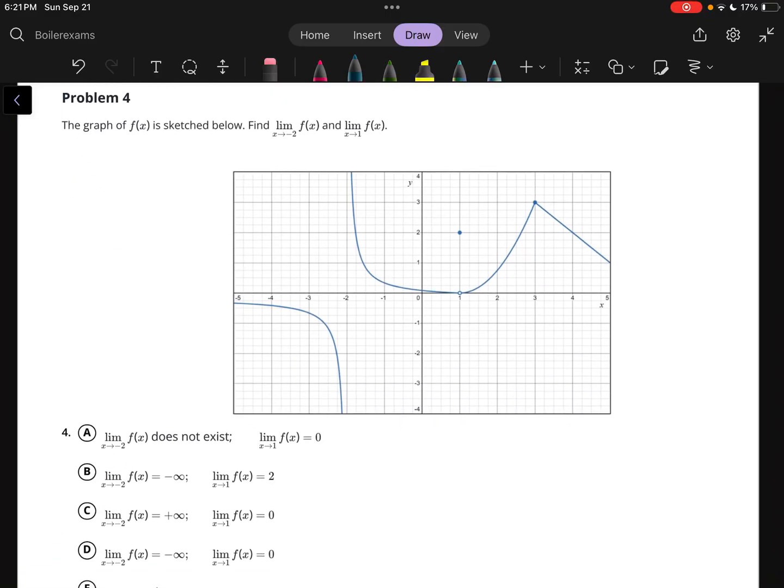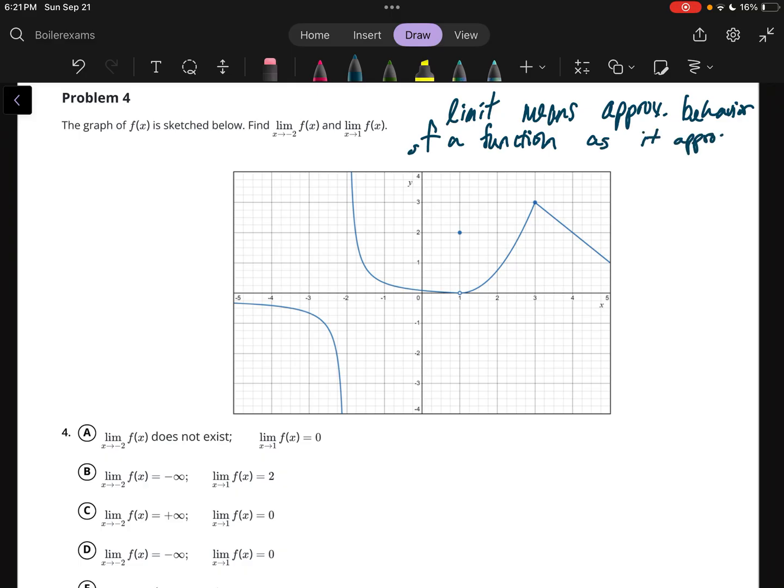So question 4 says, the graph of f of x is sketched below. Find the limit as x approaches -2 and the limit as x approaches 1 of f of x. Okay, so basically limit means approximate behavior of a function as it approaches a certain value.